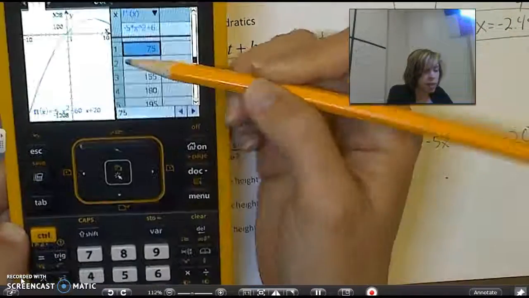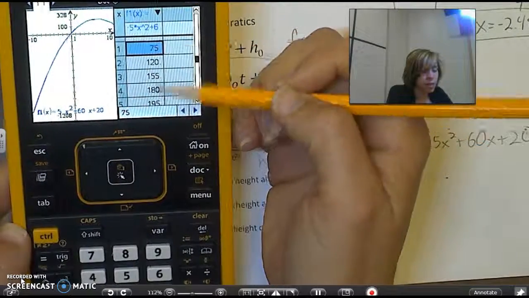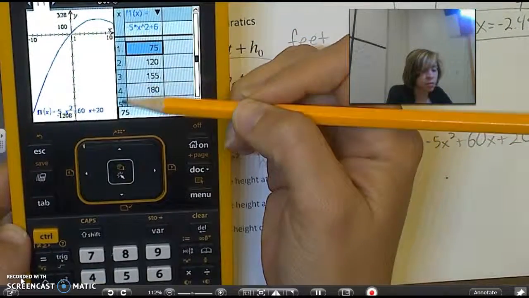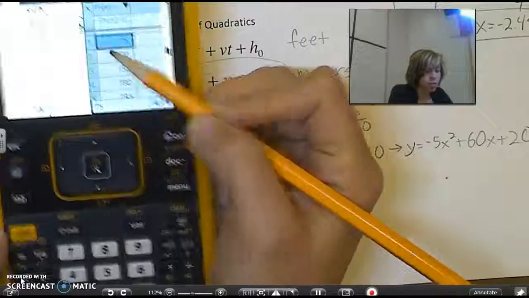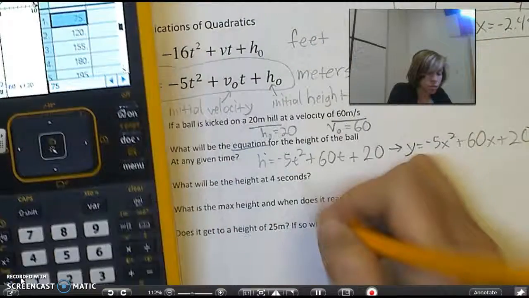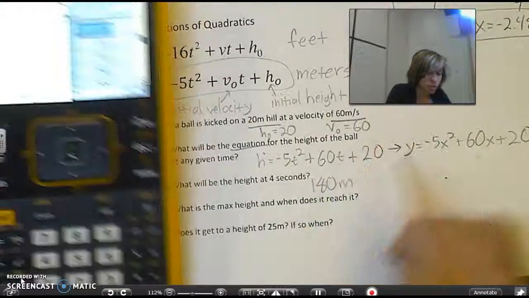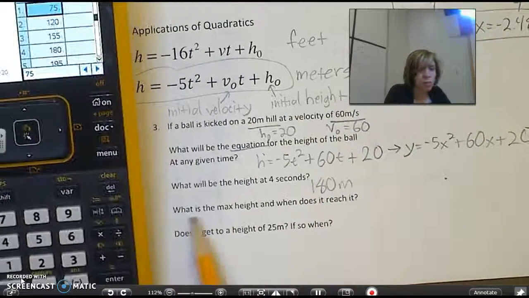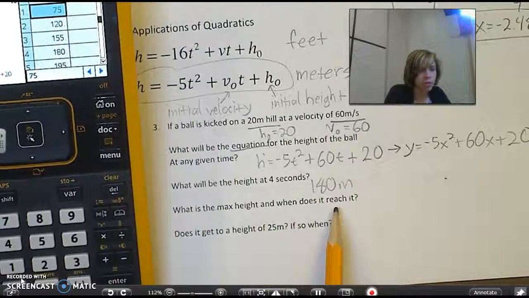So remember, my height is going to be the Y's, and my time is going to be the X's over here. So at 4 seconds, so I'm going to go down here at 4 seconds, it's going to be 180 meters. I'm going to put that. And then it says, what is the maximum height and when does it reach it?